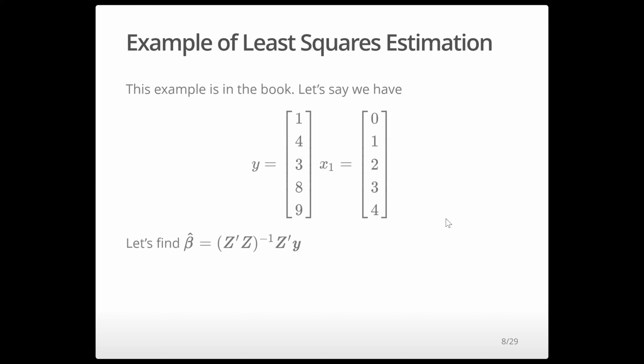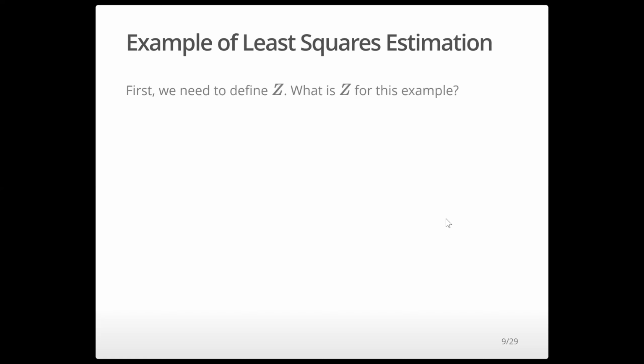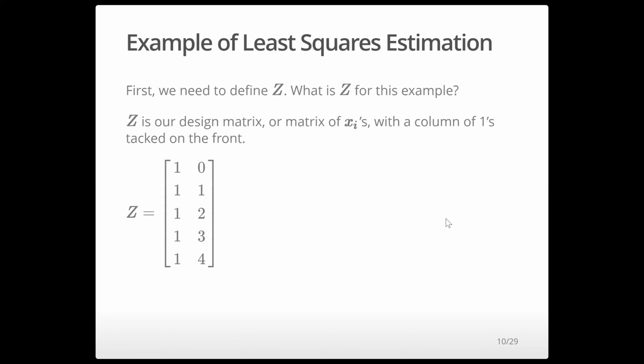So let's look at an example, a very simple one that we can do by hand. This is in the book, and here we have one response variable y and one predictor variable x1, and the sample size is just 5, so we have 5 observations. We're just going to get our betas by plugging into this formula, and we'll go step by step. First we need to define z. So what is z for this example? z is always going to be all of your predictor variables with an extra column of ones tacked on the front. We have one predictor variable here, so we're just going to tack on a column of ones. That's our z matrix, our design matrix.